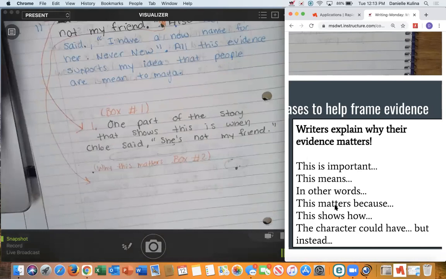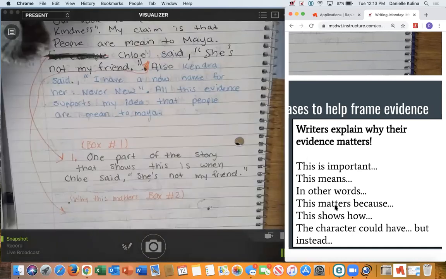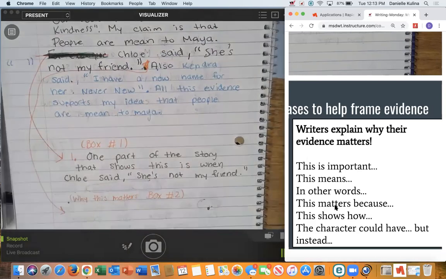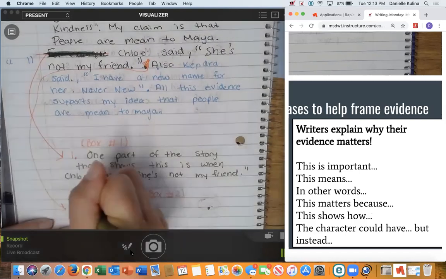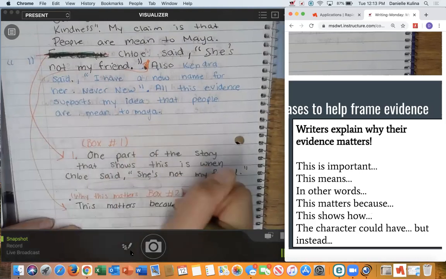All right, Oscar, do you want to share what you wrote for this one? My box 2 thing to show was important from in the story, Chloe said she's not my friend. Yep. I write it because it's a claim. Okay. So you're close, Maya. So I think you were trying to say this matters because, so let's start our sentence with that. This matters because, so start out your sentence with that.